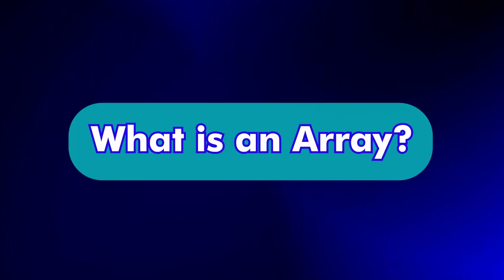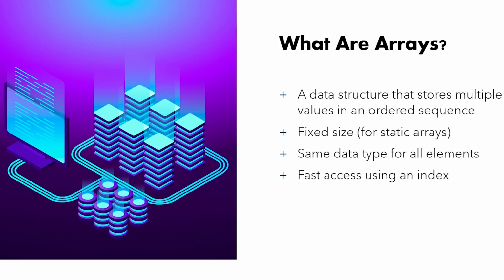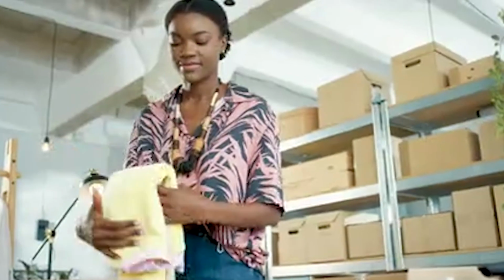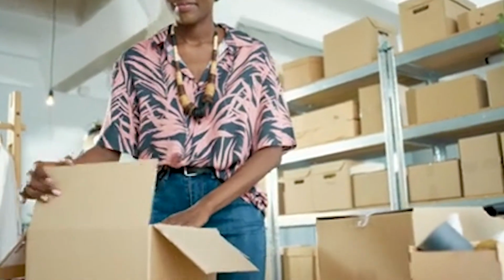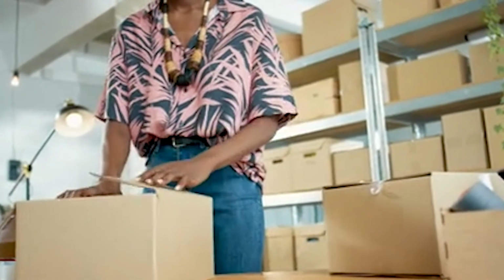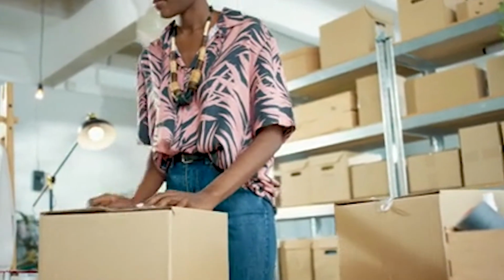What is an array? An array is a data structure that allows us to store multiple values in a specific order. Think of it as a row of labeled boxes, where each box holds a value and has its own unique position called an index. With this index, you can quickly locate any value from the array.